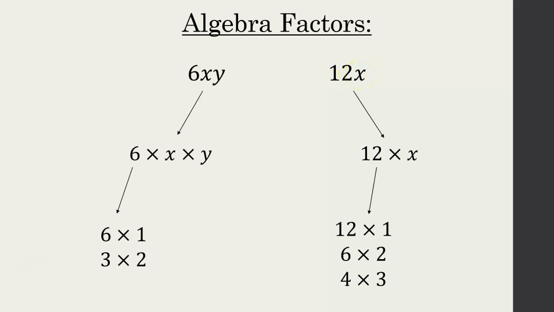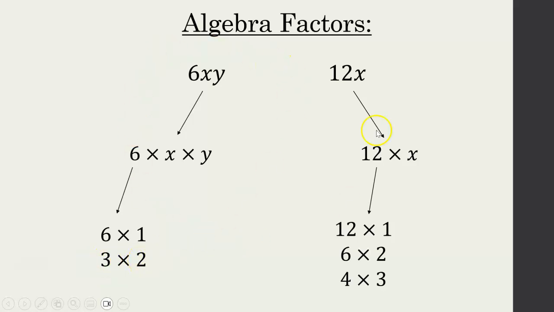Now, if we were to write out our factor tree, it would look something like this. So 6xy is the same thing as 6 times x times y. And 12x is the same thing as 12 times x. Now, x and y, you can't really go any further than that. And x, you can't go any further than that. But what about 12? Well, I can break up 12 into its factor pairs. So 12 times 1, 6 times 2, 4 times 3. And I can break 6 up into its factor pairs. 6 times 1, 3 times 2.